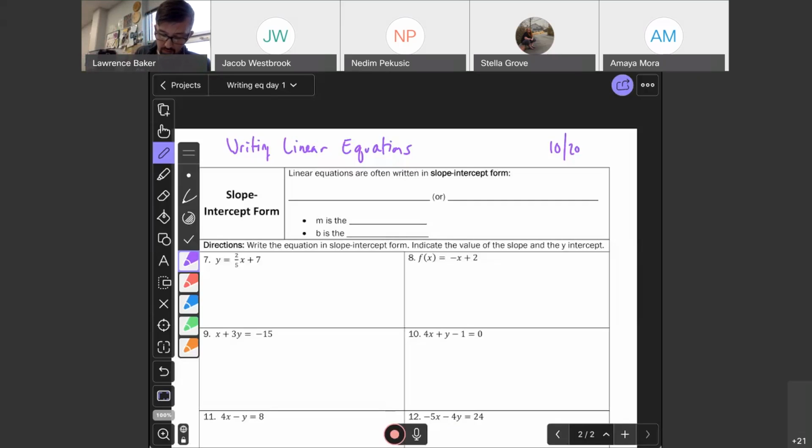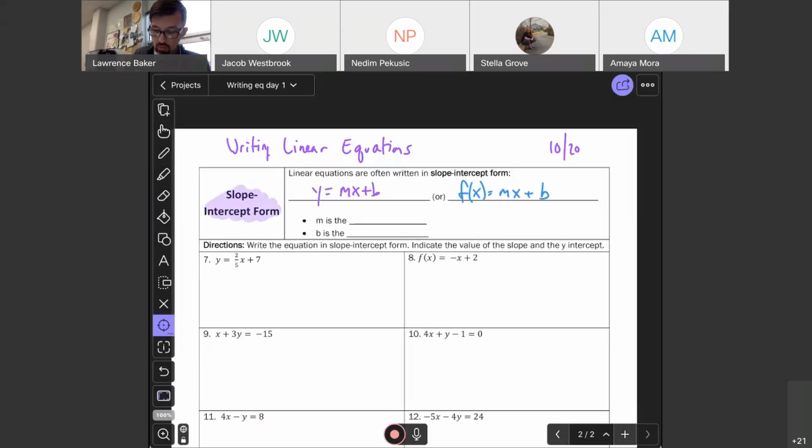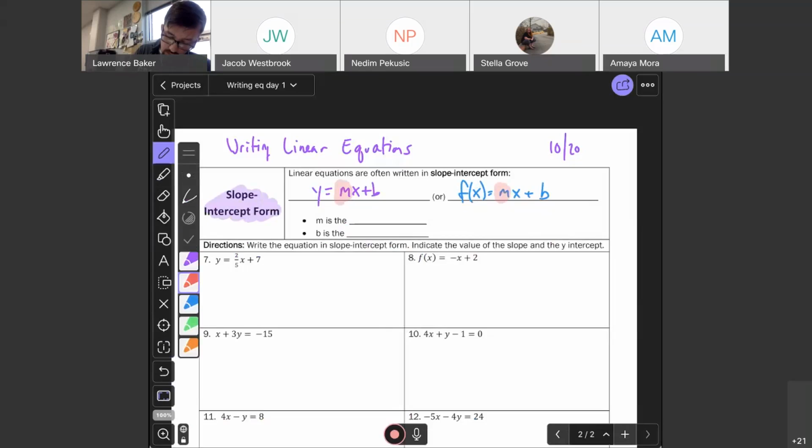So if you're writing this down, slope-intercept form is the first thing we're talking about. What does that look like? Of course, that's just y equals mx plus b, or f of x equals mx plus b, so in the y form or in the function notation form. Okay? And when we're talking about slope-intercept form, we're talking about the slope of the line, and then we also talk about the y-intercept of the line.